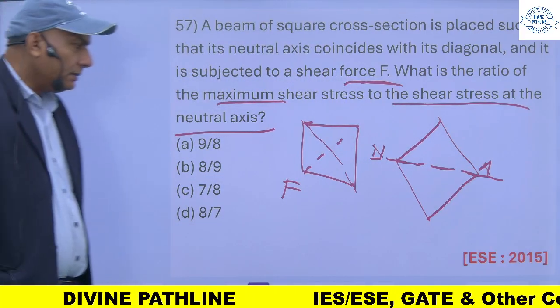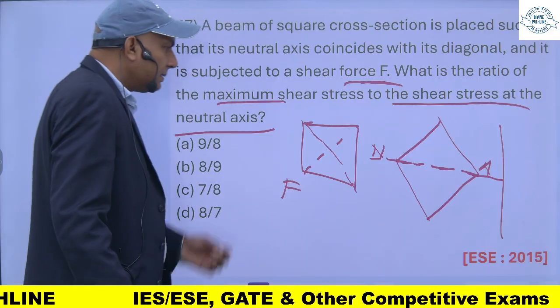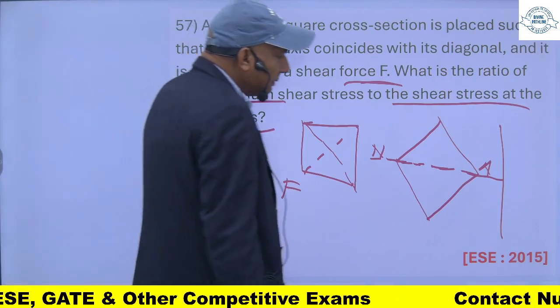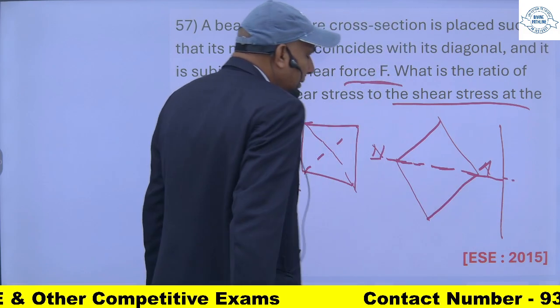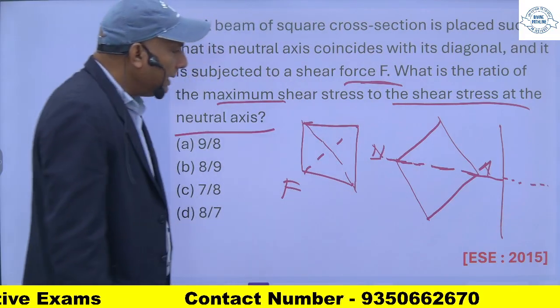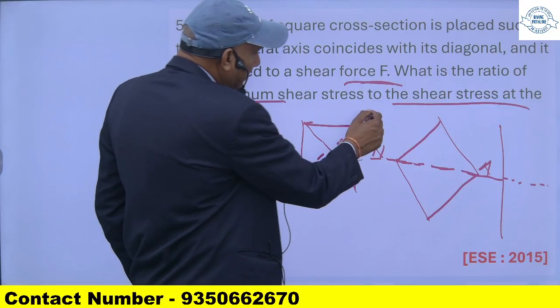So in this case, maximum shear stress will not occur at the neutral axis, rather it will occur at a height of 3/8 of this total height.